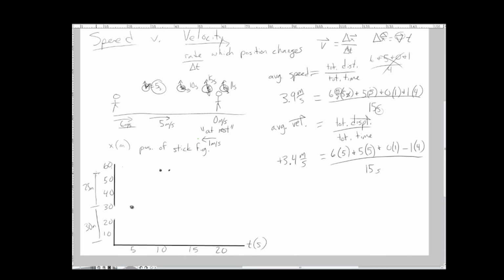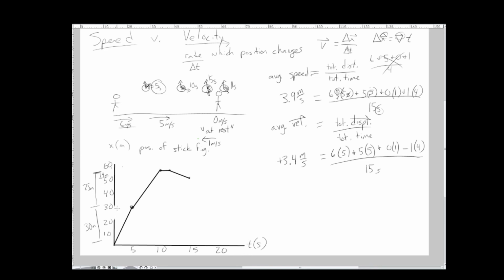And then at 15 seconds, we spend 4 seconds going back at 1 meter per second, so that should be 4 meters back. So we get something that looks like this. And so our distance, if we add them all together, will be 59. However, our displacement, if we add all the vectors together, would be 51.